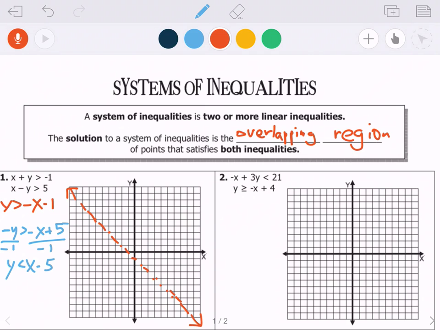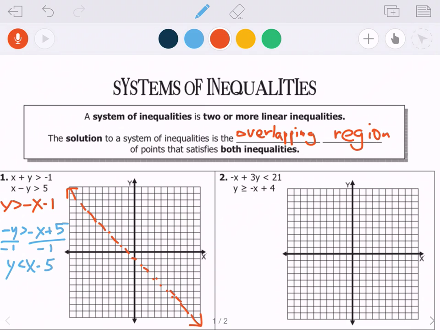inequality graphed. Now I suggest graphing one and then shading it, and then graphing the other and shading it. For me personally, it just gets a little bit confusing when I have two lines on there and then I have to figure out which one is which. So I'm going to go ahead and figure out which side to shade.